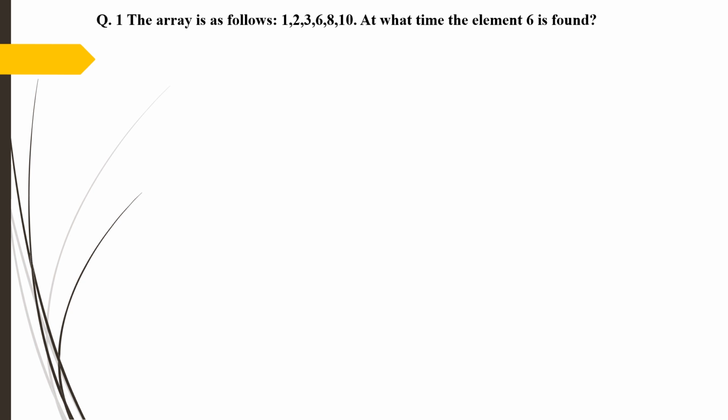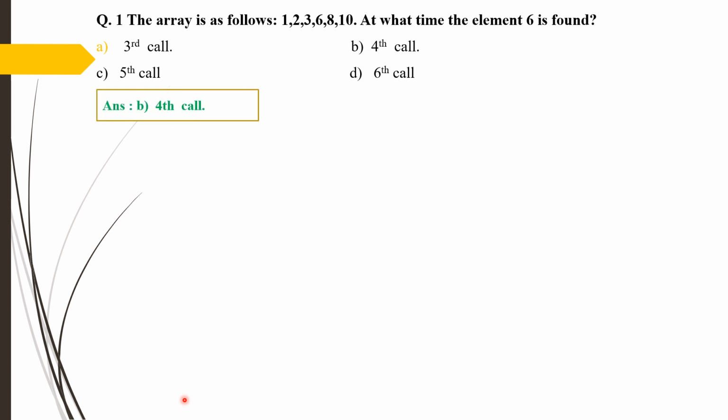The array is as follows: 1, 2, 3, 6, 8, 10. At what time is the element 6 found? Options are third call, fourth call, fifth call, and sixth call. So answer of this question is fourth call, because the element 6 is present at fourth position: 1, 2, 3, and 4. At fourth position 6 is present. So the element 6 is found at fourth call.